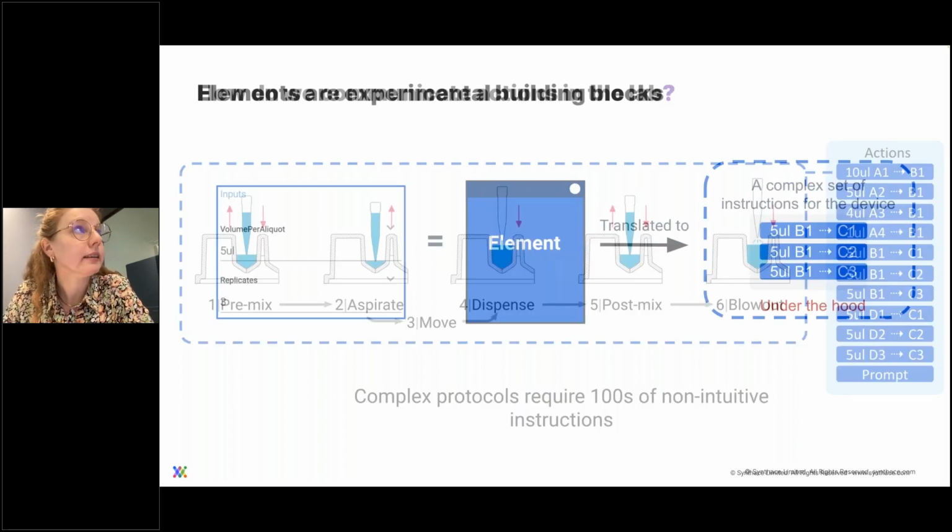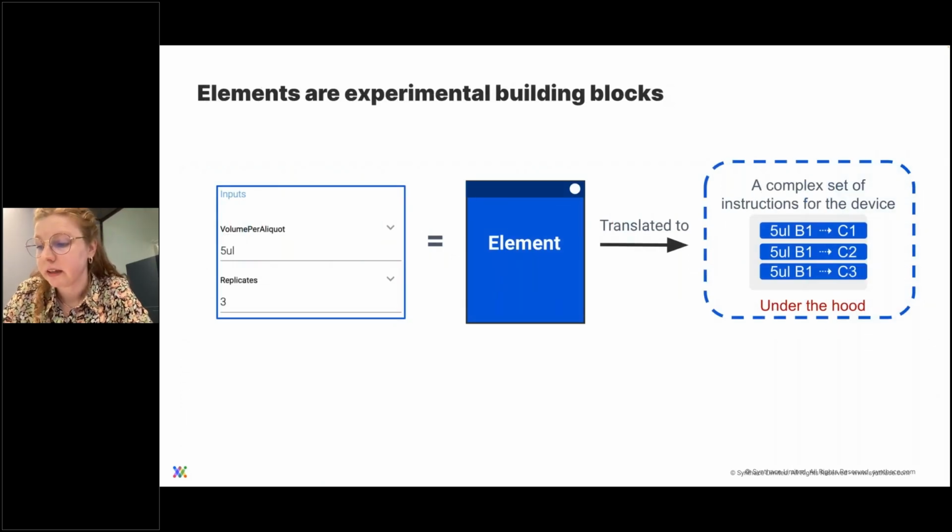And so instead, in Synthace, we've approached experiment design with biology in focus. We have what we call elements, which are elemental, experimental building blocks that define simple actions where you can express what you would like to happen without having to worry about low-level abstractions. Much the same as you wouldn't worry about it when you're thinking about a protocol that you would execute manually. You'd need to introduce, for instance, how much you would like to aliquot, how many replicates, and then the element would be translating it to automatable instructions under the hood.